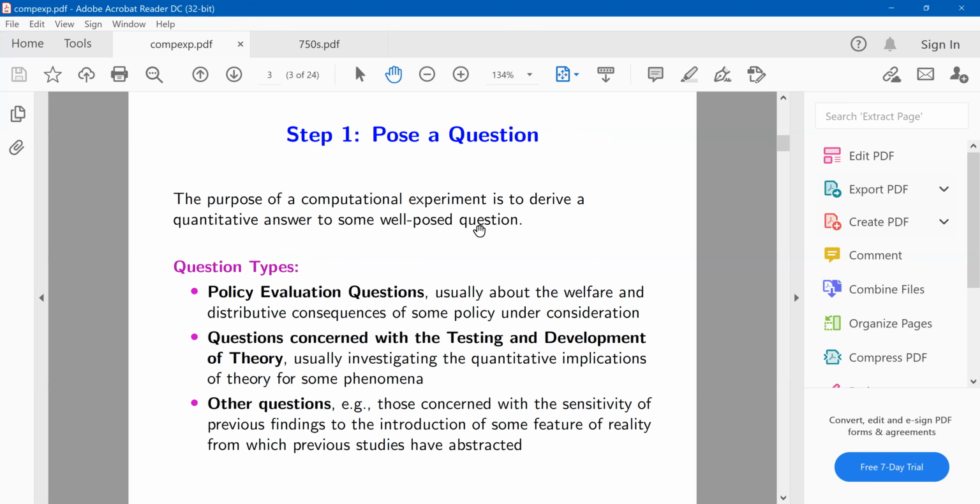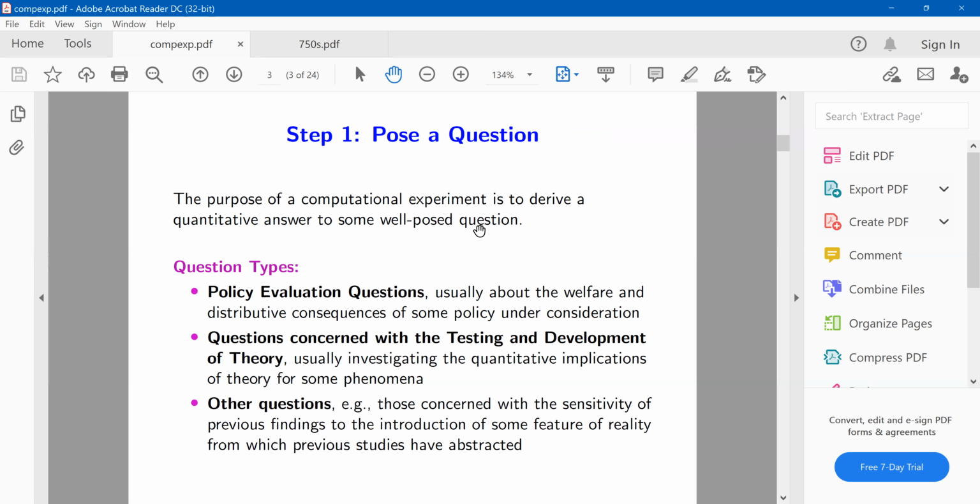And I will do the same, as this is directly from the paper. So the purpose is usually finding a quantitative answer. Okay, so there are different types of questions that you can ask. Some research questions in economics, of course, require a computational experiment, and that's exactly these types of questions.